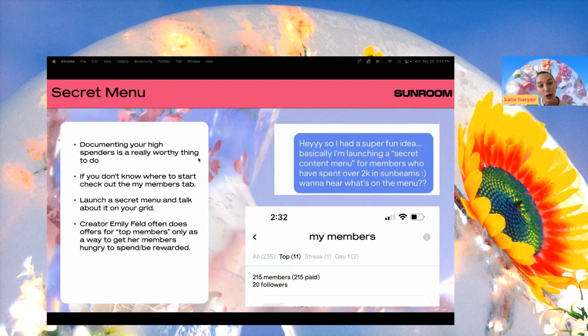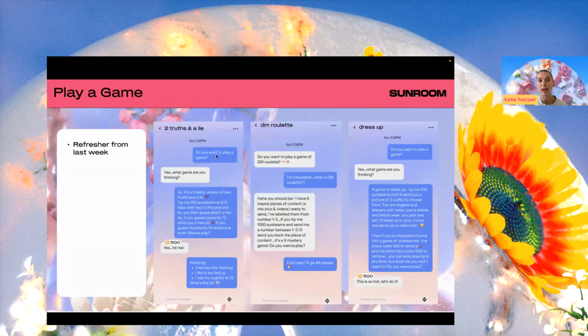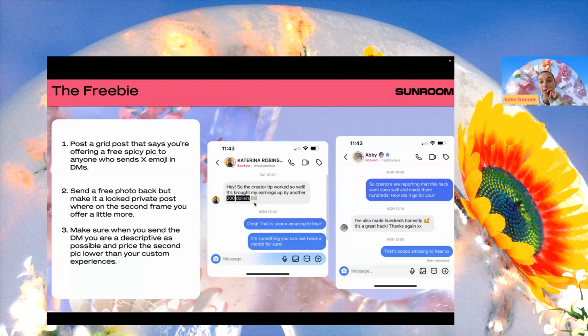Secret menu. This is also a fun one. So I've said a few times that it's really important to be creating or keeping a list of your high spenders. So if you haven't been doing that, that's fine. Even if you were to try, oh, it's so annoying. Even if you were to try something like this, it would start to give you an idea of who are the people that are actually willing to pay more to unlock more content.